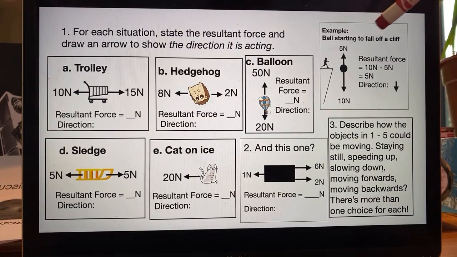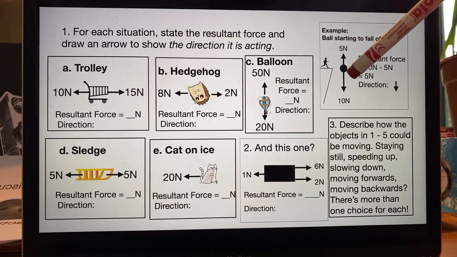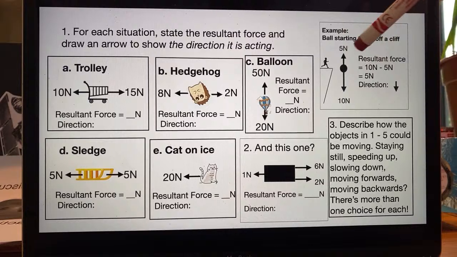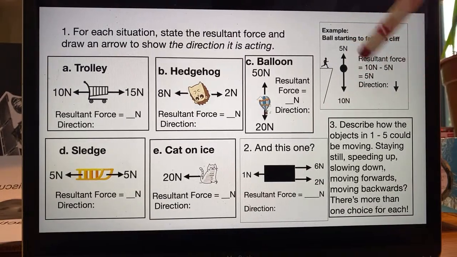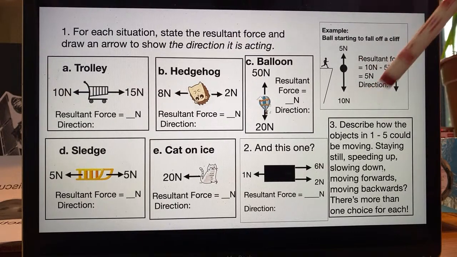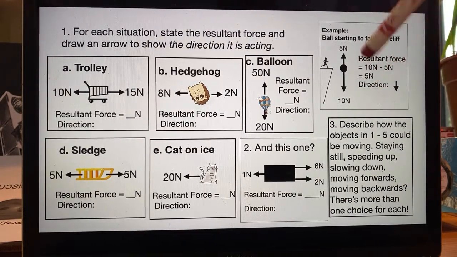You've got a ball which is just starting to fall off a cliff. So it's got a force of 10 newtons pulling it down and 5 newtons, presumably air resistance, air particles bashing off it, 5 newtons pushing it up. So the resultant force is that 10 newtons minus the 5 newtons, because the 5 going up and 5 going down cancel each other out, yeah? So the resultant force is 5 newtons down, 5 newtons in the downwards direction. Is that okay? See how you get on.